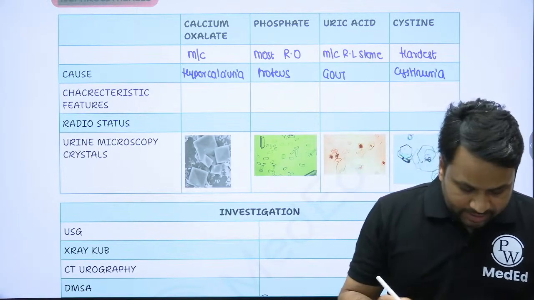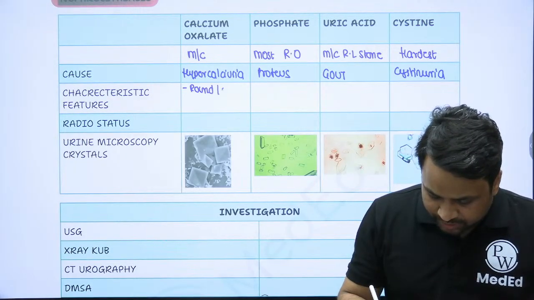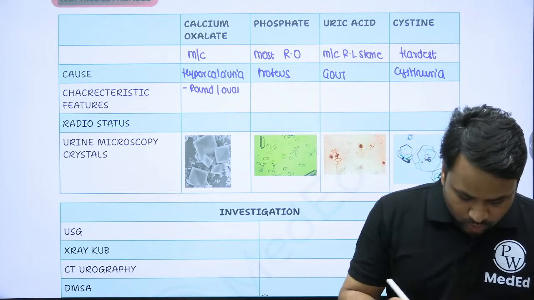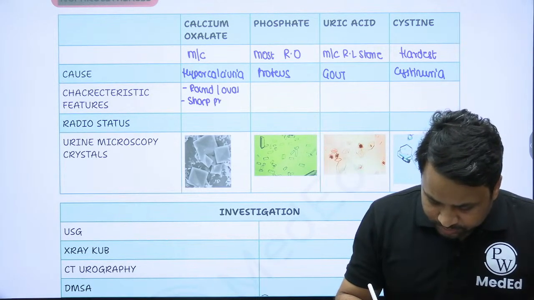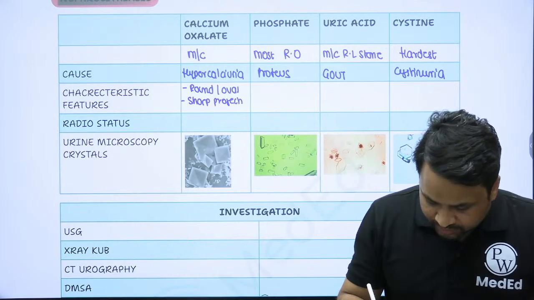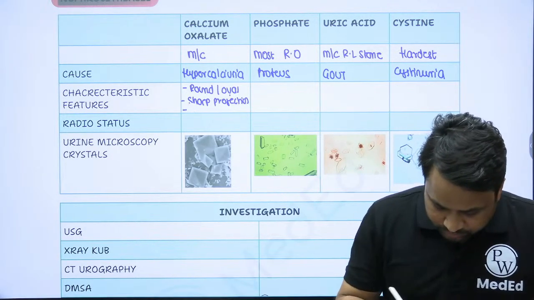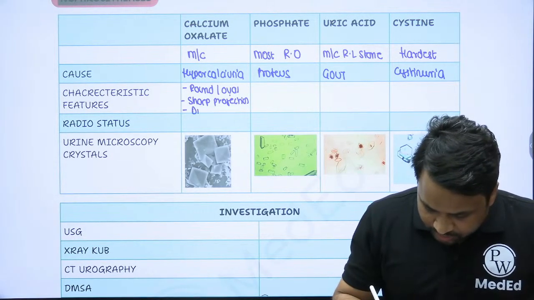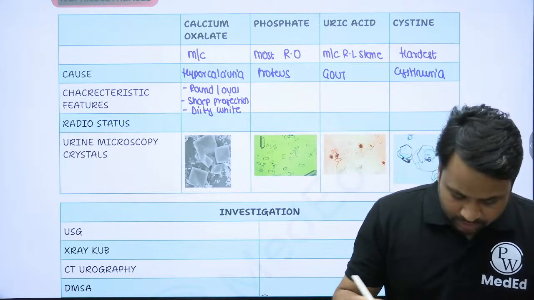Now, when you say the characteristic feature, calcium oxalate stones are round to oval in shape. They have sharp projections. They are dirty white in color.